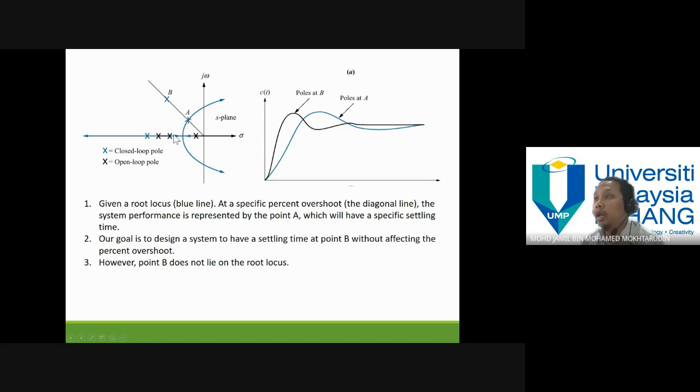Whatever you do, however you change the K value for the blue system here, you won't get the system to intersect at this point B. There's no way, because point B is always outside the root locus. So the problem now is that if you want to change the settling time while maintaining the percent overshoot, you will get point B. But point B is not on the root locus. So however you change the gain value, you won't get the settling time at point B here.